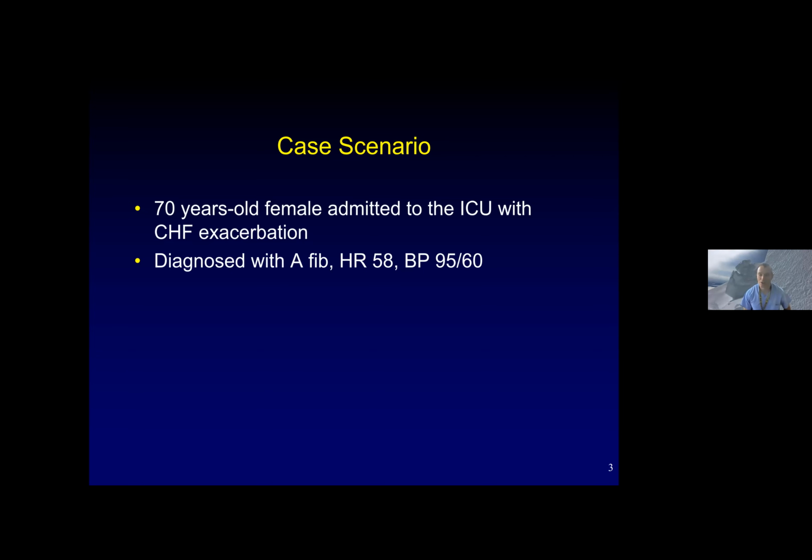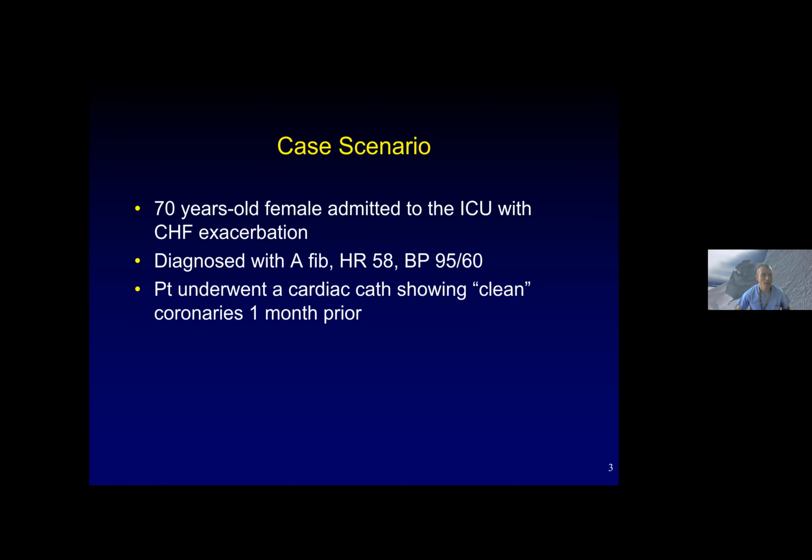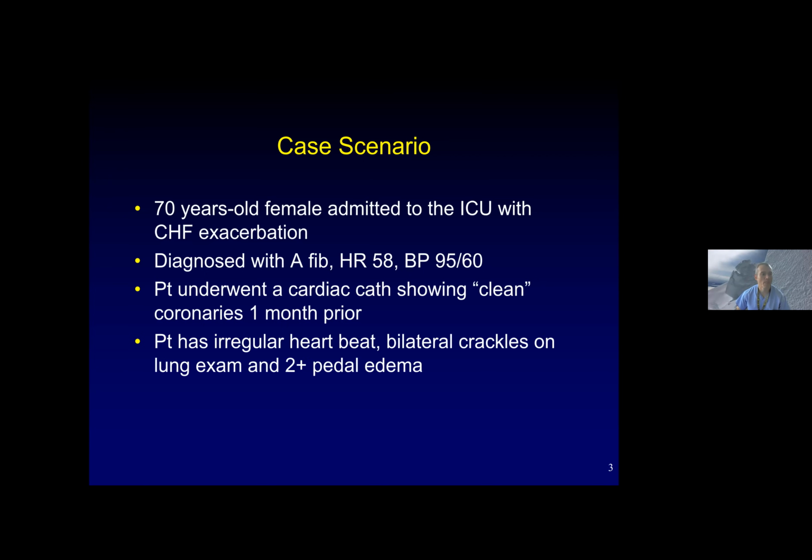So the patient is a 70-year-old female that was admitted to the ICU for CHF exacerbation. She was diagnosed with atrial fibrillation with a heart rate of 58 and a blood pressure of 95/60. The patient underwent a cardiac cath showing clean, quote unquote, coronaries 1 month before admission. Upon exam, she was found to have irregular heartbeat with bilateral crackles on the lung exam and 2+ pleural edema. Also, she was found to have diffuse goiter, so an enlarged thyroid.